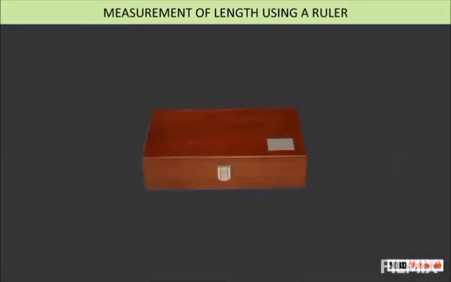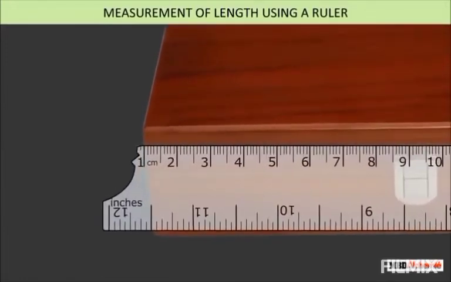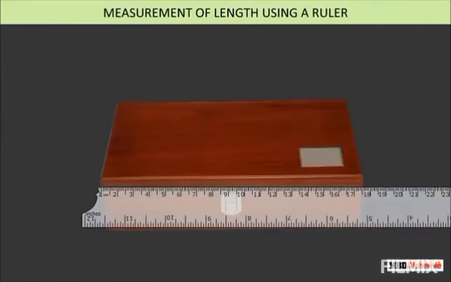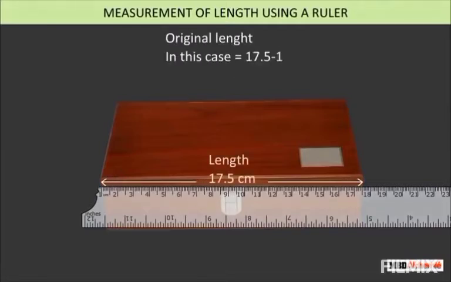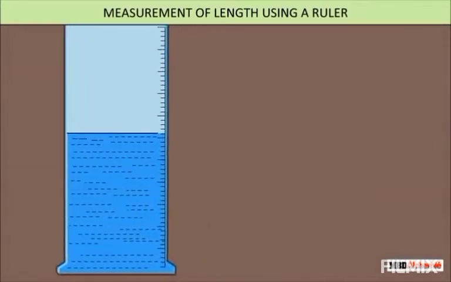Okay, if we are taking a broken scale, if there is no 0, then we cannot measure by taking it from 0. So we can measure from a correct value. Here you can see 1 centimeter. We can start from 1 centimeter. When we measure from 1 centimeter, we get 17.5. So for getting the original, we want to subtract 1. So 16.5 is obtained.